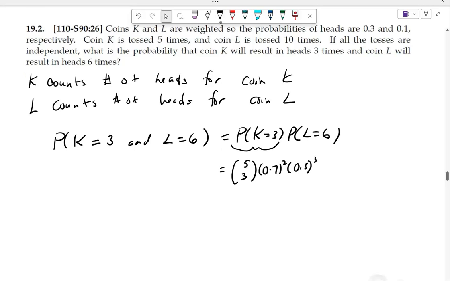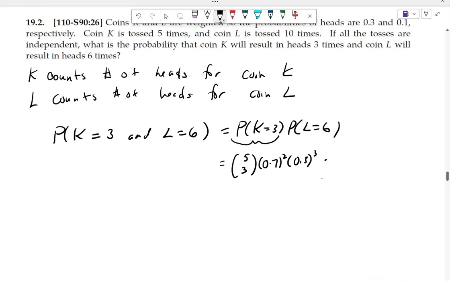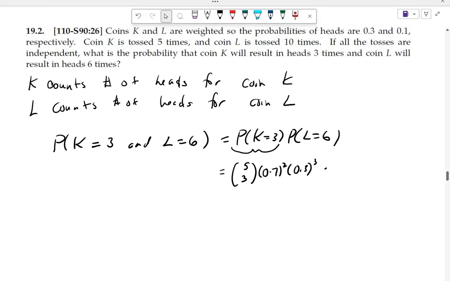Okay. And then for your other coin, your P is what? Your probability of success is what? 0.1. So what's the other one going to be? Okay, good. So yeah, the failure will be 0.9. So then what's your probability that it's equal to 6 going to be? Good. Whatever that turns out to be.